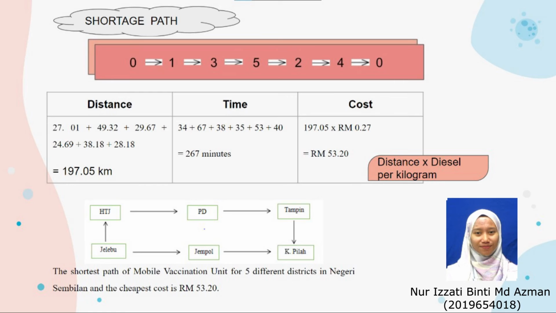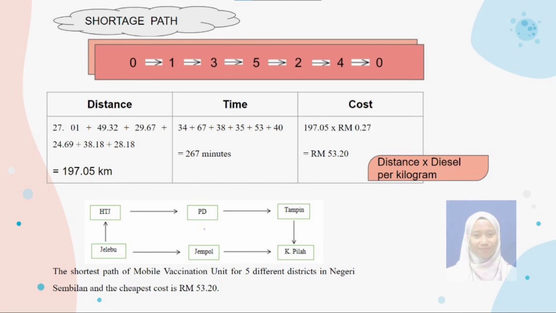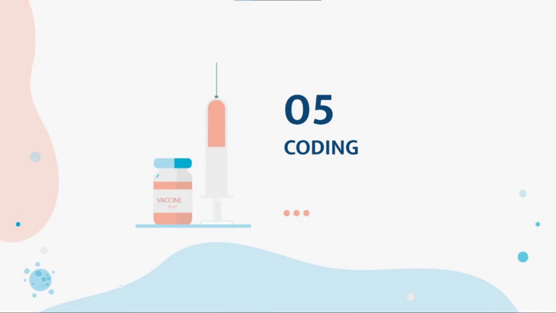In the table, we show how to calculate the cost. First, we find the total distance for the shortest path and multiply it by the diesel cost per kilometer. We also calculate the time needed to travel to the locations. The figure shows the shortest path of the mobile vaccination unit for 5 different districts in Negeri Sembilan, and the cheapest cost is 53 ringgit 20 cents.